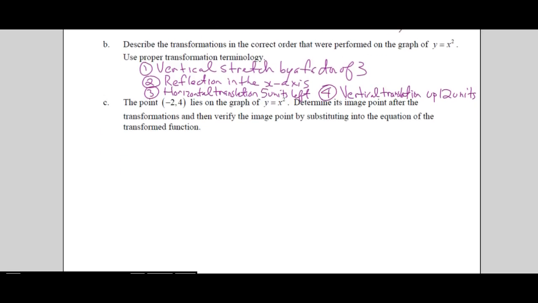The point negative 2, 4 lies on the graph y equals x squared. Determine, which means what? Show your work, okay? You're not going to see the word determine on the diploma exam because you cannot show work. However, you should do all of your work in the booklet, in case something happens to your scan form. Then they have the booklet that they can look at and mark.